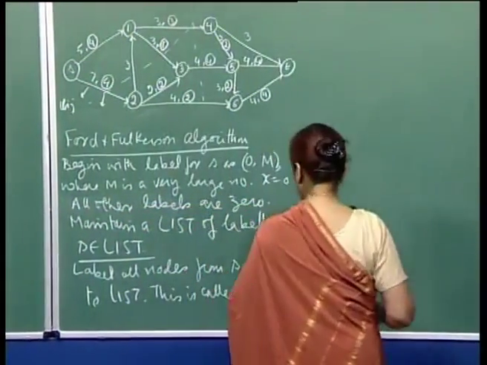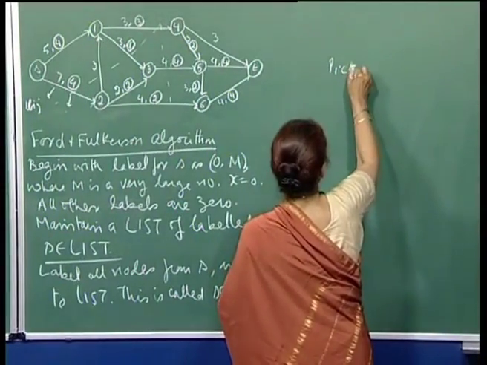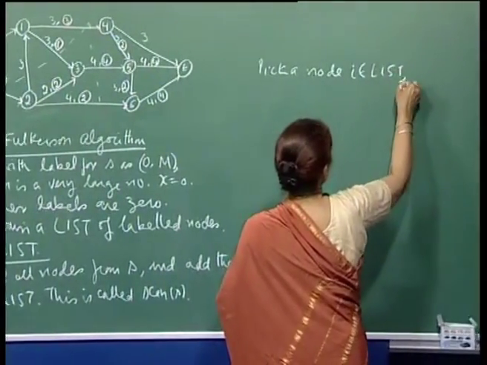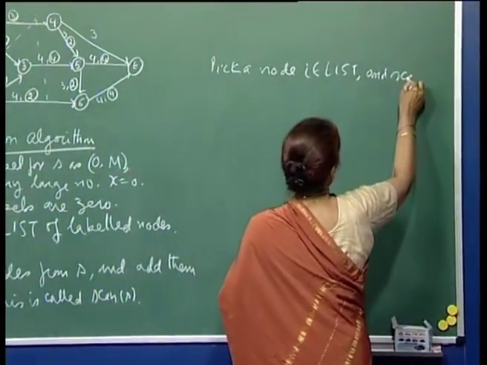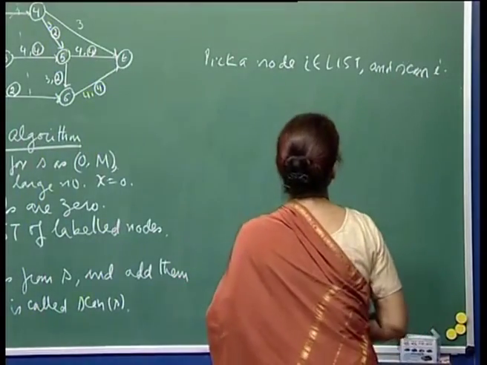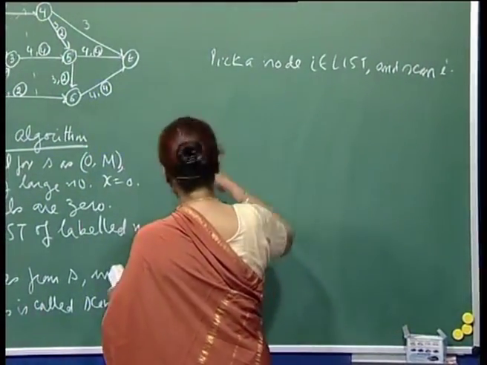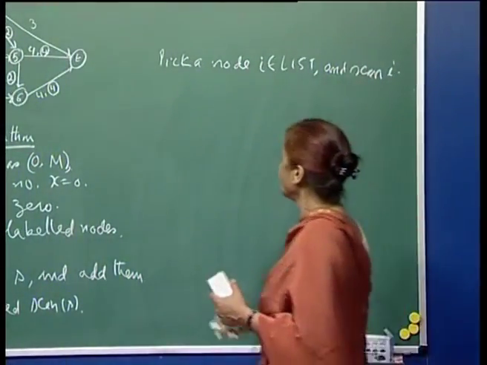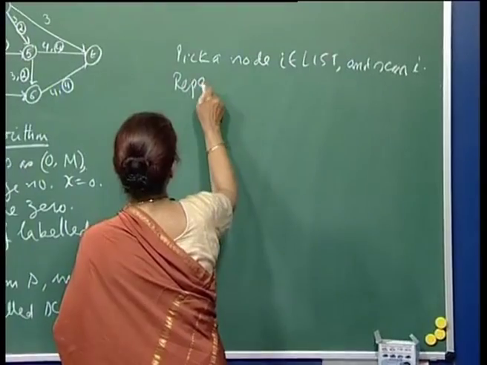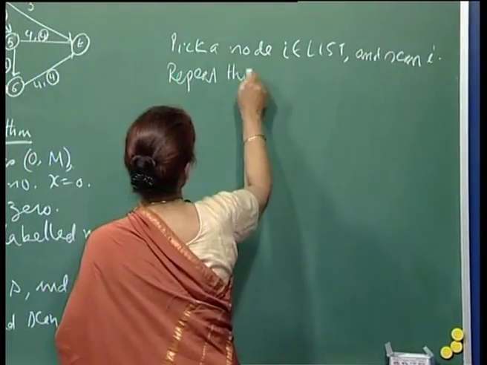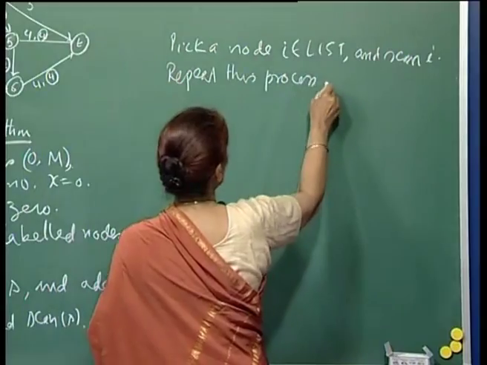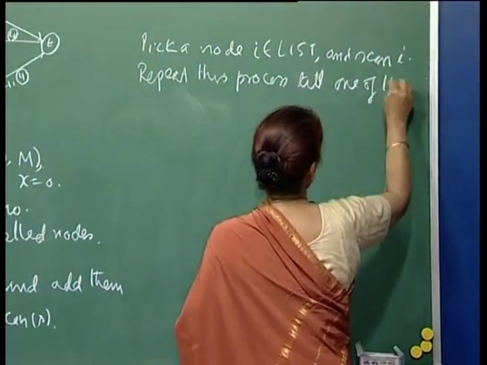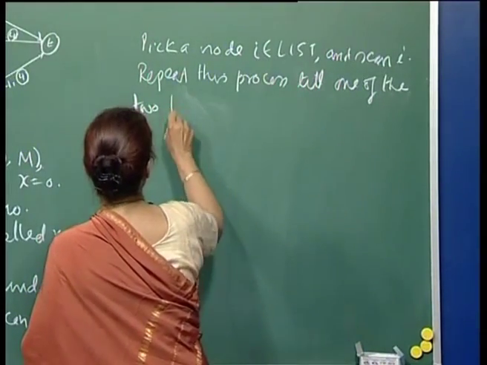Then the second step: pick a node I belonging to the list and scan I. When I scan I, whatever nodes I can label from I, I will add them to the list. So repeat this process till one of the two following things happen.